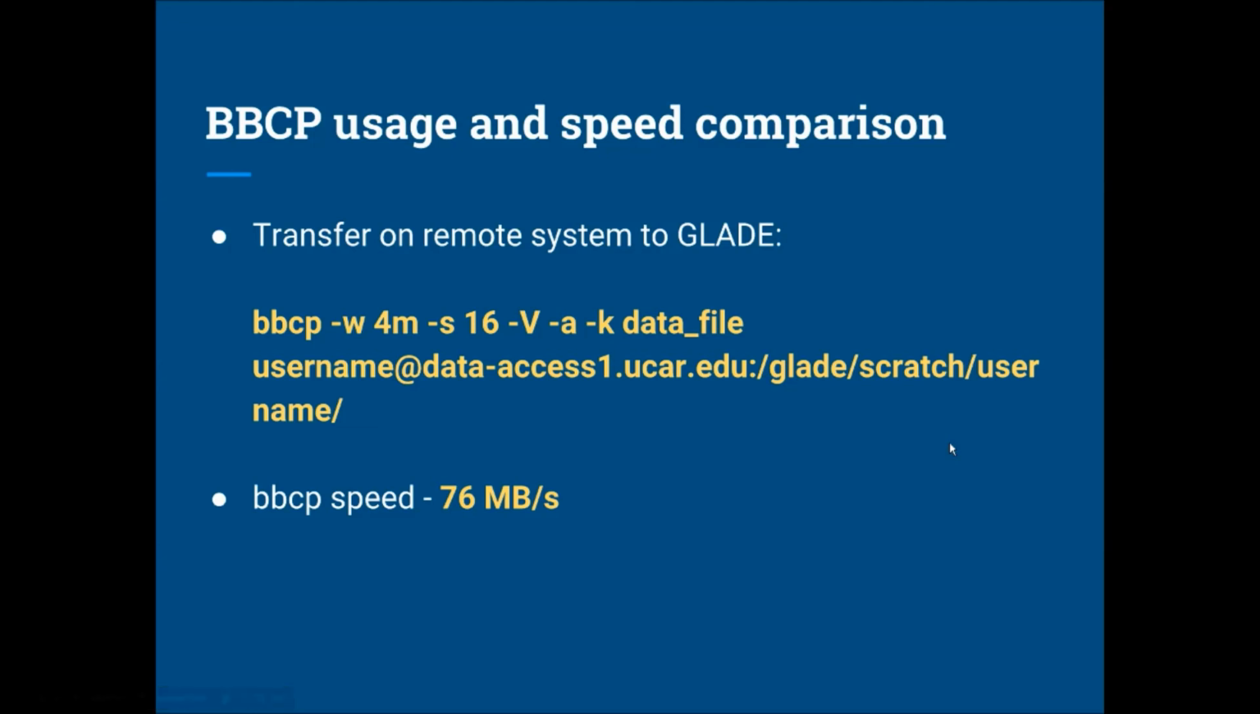So the BBCP speed that I got was 76 megabytes per second, and right afterwards I did a Globus transfer, and it was 179 megabytes per second. So you're losing quite a bit, but it's still a lot better than that SCP speed of 20 to 30 megabytes a second. So this is an option you can use if there are no endpoints on the other system and the sysadmins, for whatever reason, won't set it up.